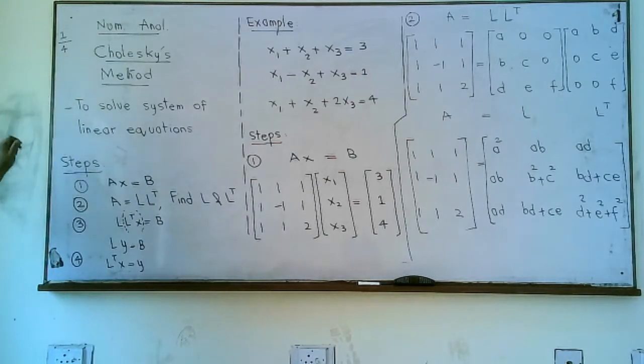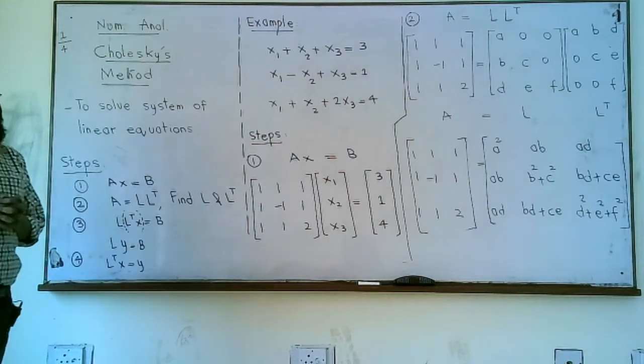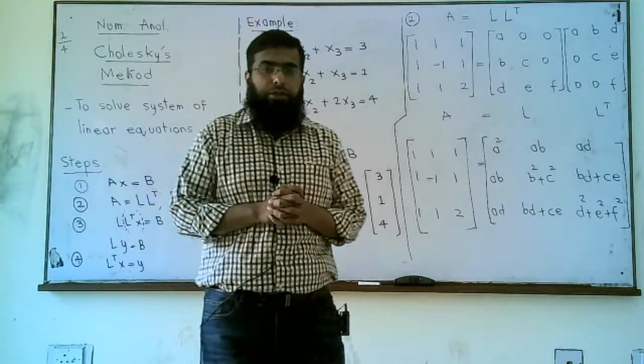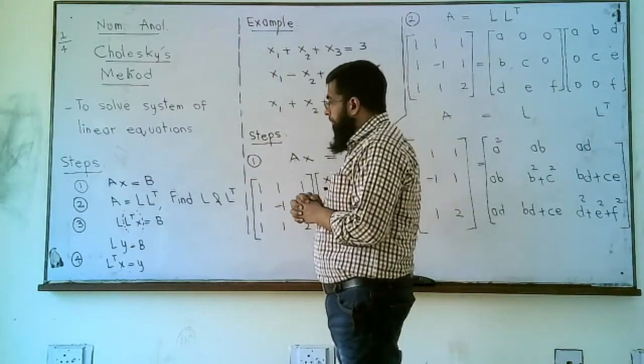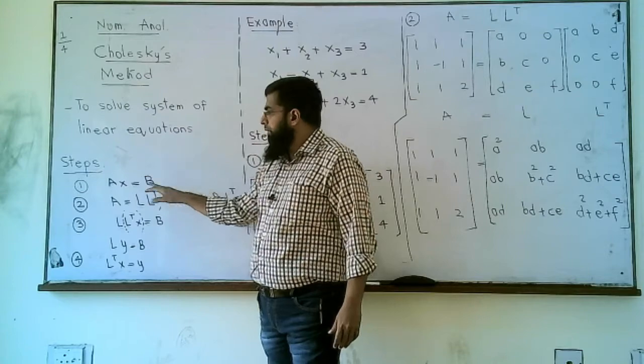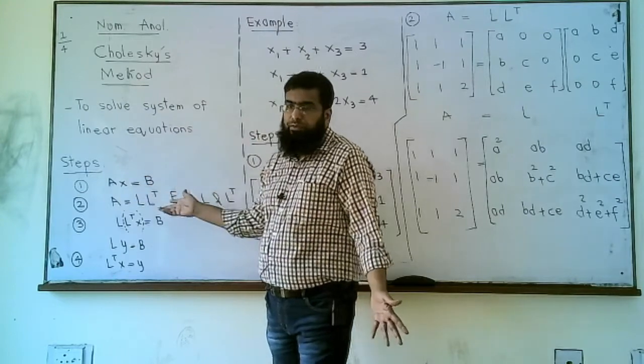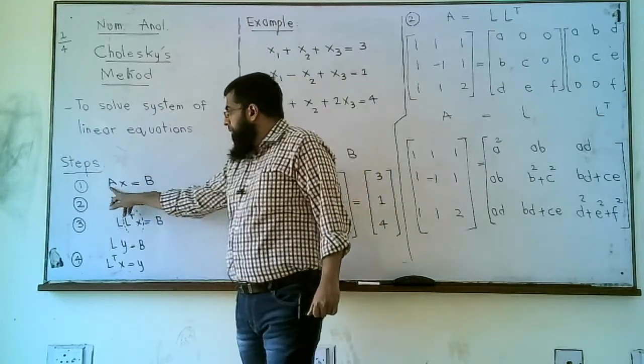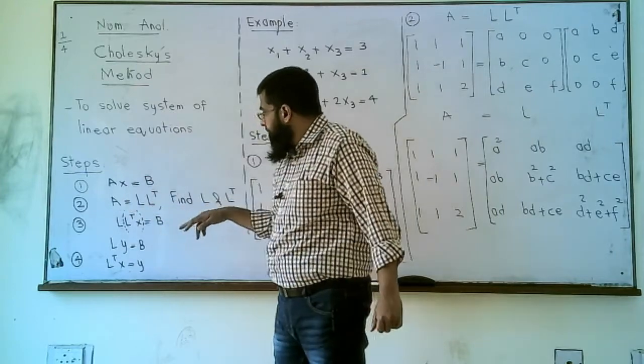For Cholesky's method, these are four simple steps that we studied. These are very similar to the steps that we studied for Crout's method in our last lecture. The steps are, first of all, given a linear equation, we convert it into Ax is equal to b like we normally do. A is the square matrix, x and b are vectors.